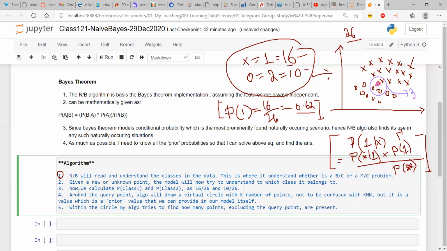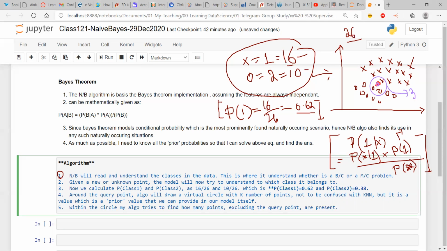Let me just open the calculator and quickly do the calculations. You may not be able to see that on my screen. 16 divided by 26 is 0.62 and 10 divided by 26 is 0.38. So P of class 1 is 0.62 and P of class 2, obviously I didn't have to calculate that because the probabilities sum up to 1. So P of class 1 is 0.62, P of class 2 is 0.38.